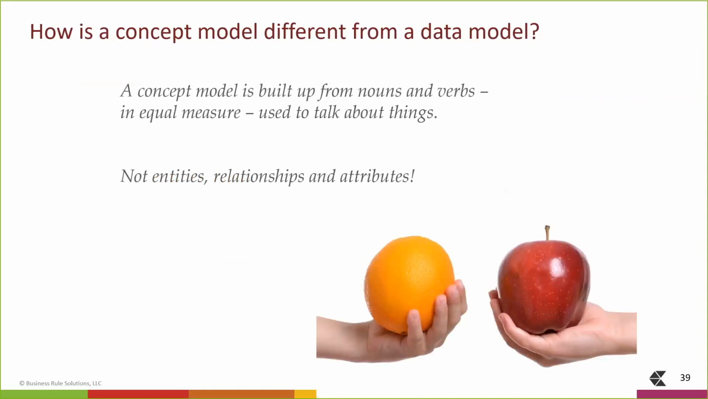And so where I'm going with that is to tell you that a concept model is not made up of just nouns. It's made up of nouns and verbs in equal measure that we use to talk about things, in particular, our knowledge. We are not talking here about entities, relationships, and attributes. I hope I'm not stepping on any toes here, but those are just not the way in the 21st century that we need to be thinking about designing data. We need to be thinking about nouns and verbs because that's how we communicate knowledge. And that's the most important thing I hope you'll take away.